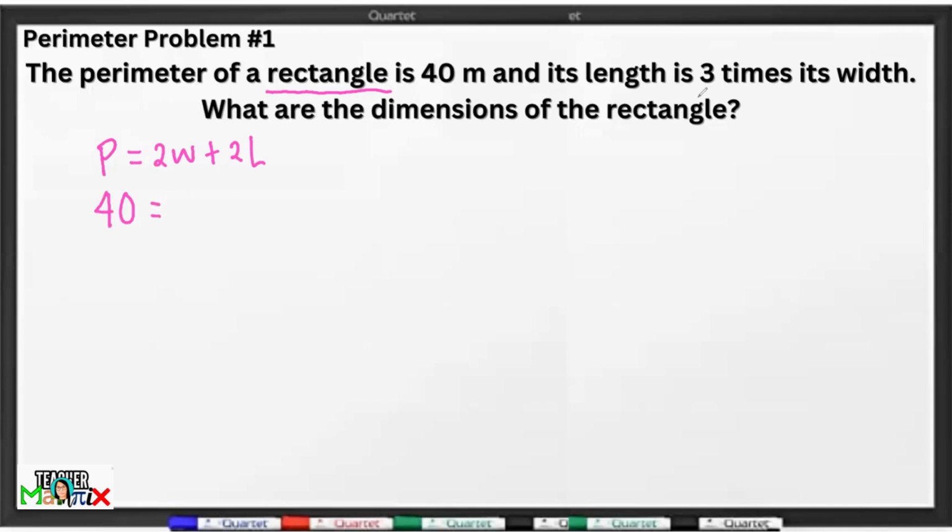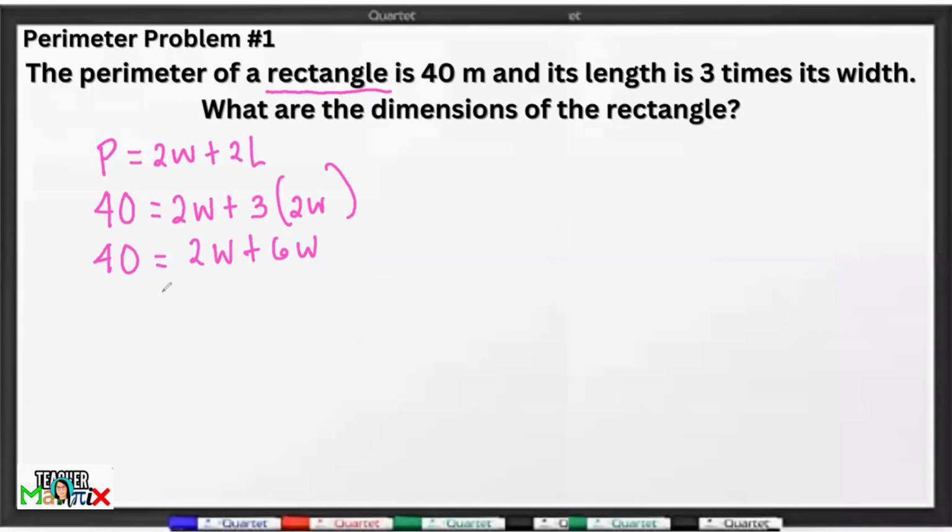And its length is 3 times its width. So, since ito man yung width, okay? Pero si length, according sa sinabi dito sa statement, si length daw is 3 times its width. Ibig sabihin, 3 times natin si width. Okay? Then, simplify muna tayo. 40 equals 2W plus 3 times 2, 6W.